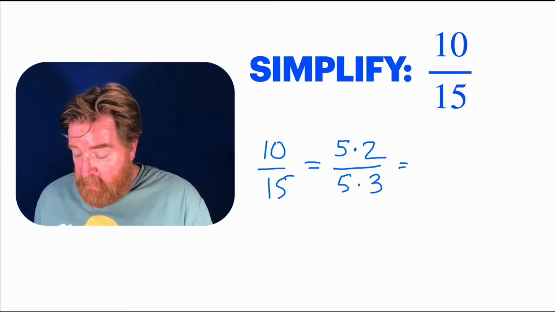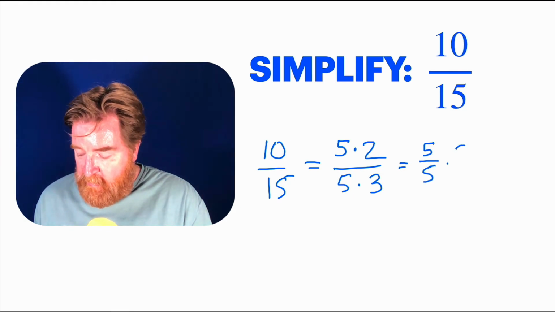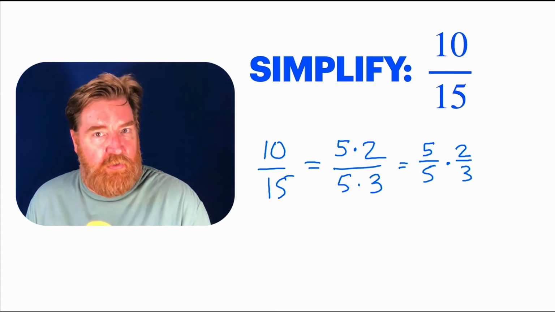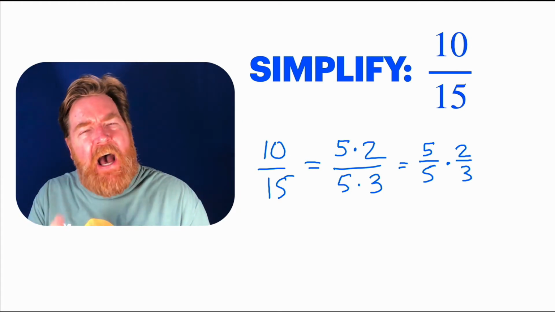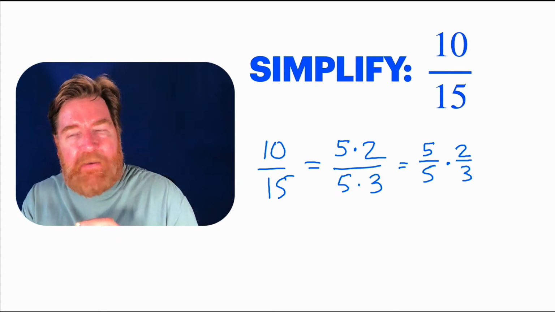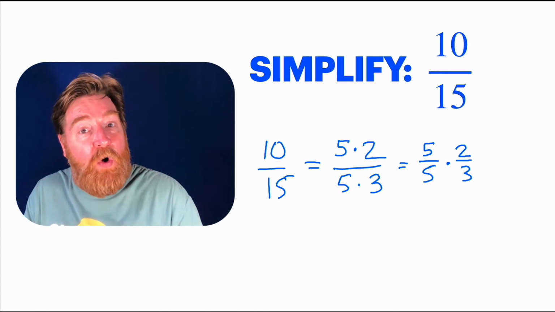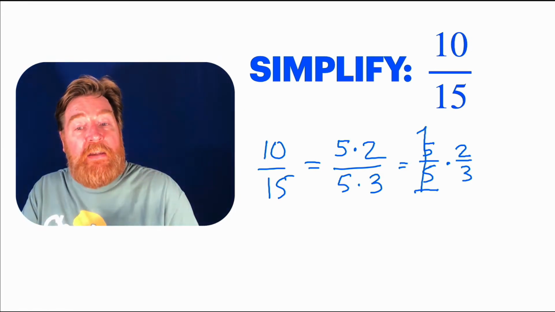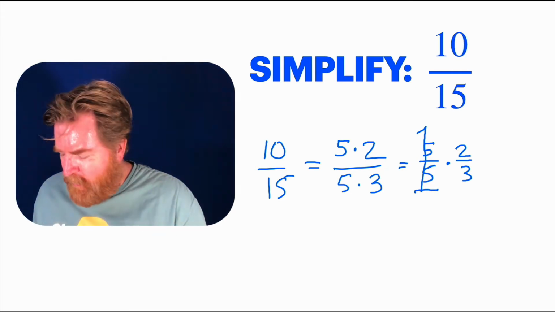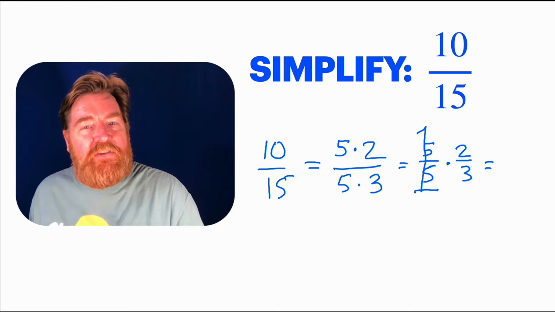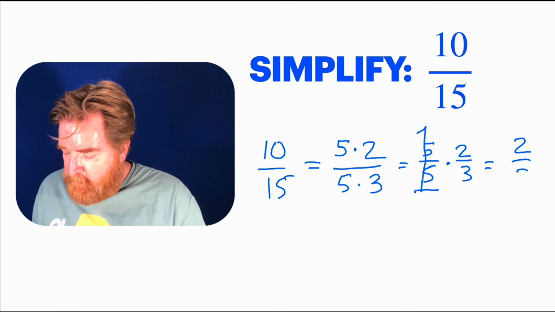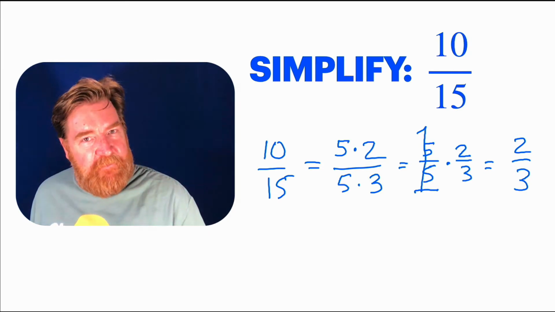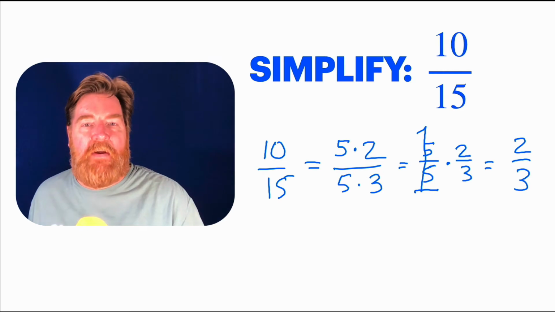If I write this slightly differently, 5/5 times 2/3, then all of a sudden, 5/5, we saw this a couple slides back. 5/5 is just the number 1, isn't it? So in other words, I'm really writing 1 times 2/3, and you guys know, of course, 1 times any number is just that number. So 1 times 2/3 is 2/3. So this is what we've got. 10/15 is exactly the same number as 2/3.